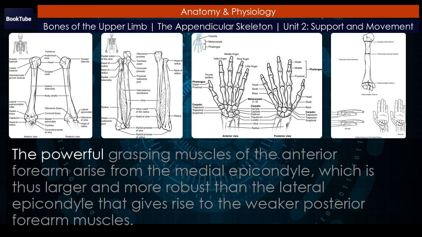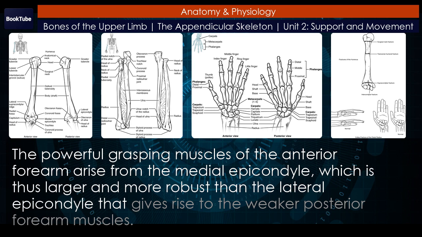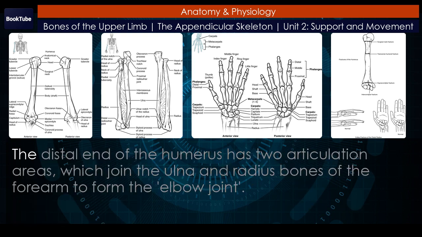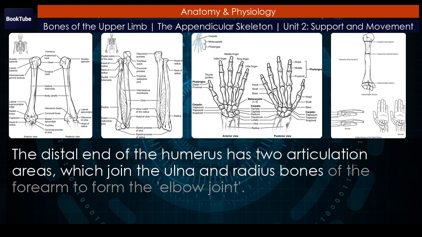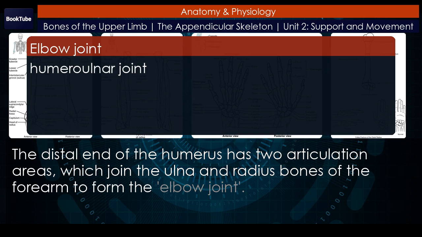The powerful grasping muscles of the anterior forearm arise from the medial epicondyle, which is thus larger and more robust than the lateral epicondyle that gives rise to the weaker posterior forearm muscles. The distal end of the humerus has 2 articulation areas, which join the ulna and radius bones of the forearm to form the elbow joint.